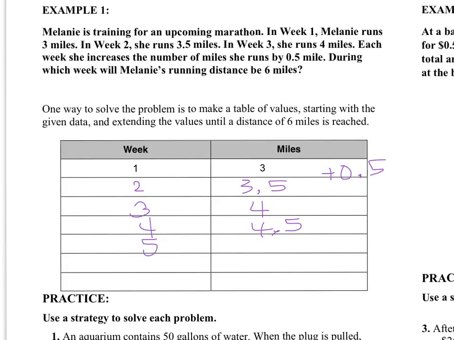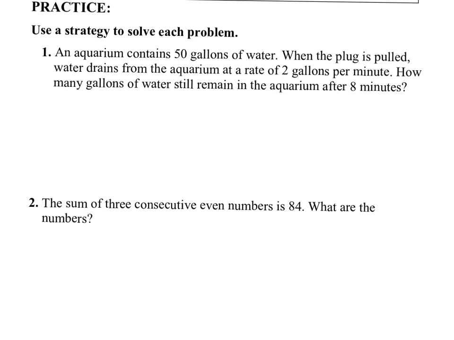Then for week 5, she's going to run 5 miles. For week 6, she runs 5.5. And finally at week 7, she runs the 6 miles. So we can create a data table showing the pattern of adding 0.5. So we actually have two strategies going on at the same time. So in the end, it took her 7 weeks to run her 6 miles.